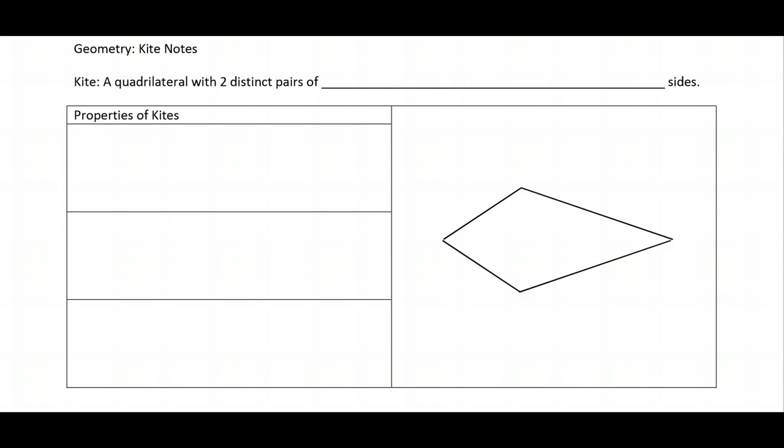Alright, so now we're talking about the properties of kites. So, what's the definition of a kite? A kite is a quadrilateral with two distinct pairs of consecutive, congruent sides. Consecutive, congruent sides.